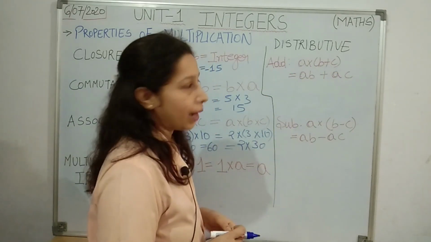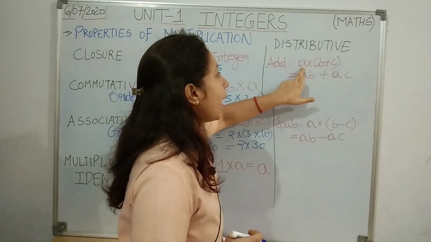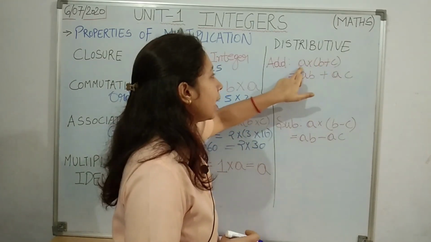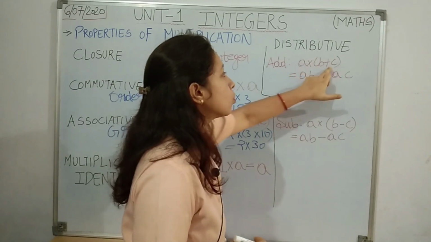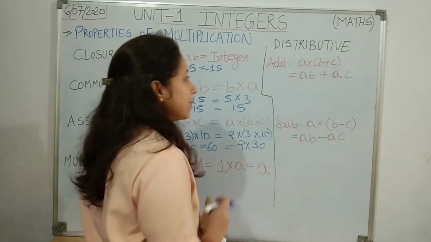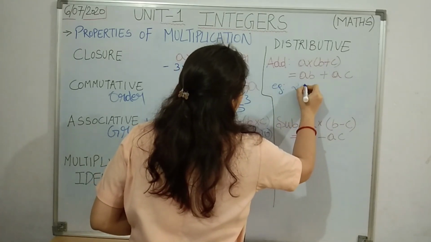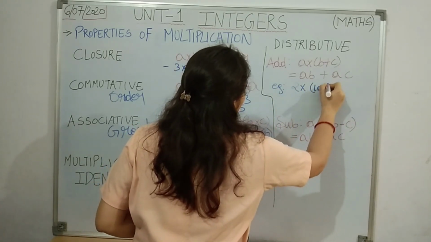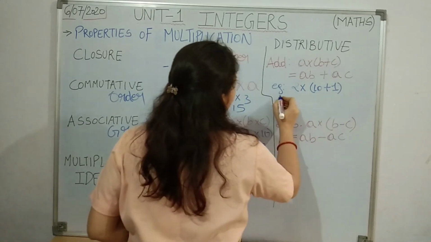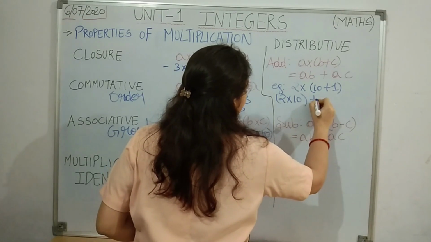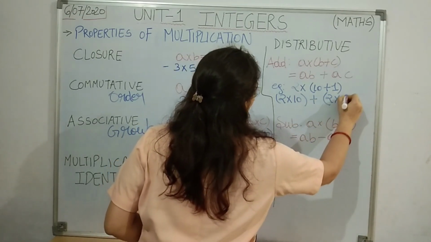written inside the bracket. So what will I do? I will multiply a with b, a into b, ab, plus again multiply a with c, a into c, you will get ac. ab plus ac. Let's see it with one example. 2 into (10 plus 1). So I will multiply 2 with 10 first, then I will multiply 2 with 1.